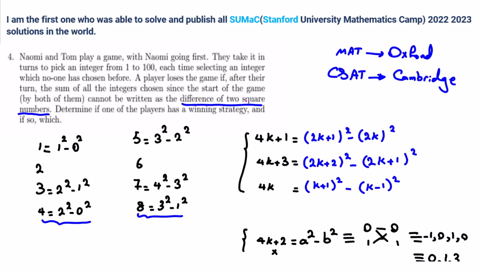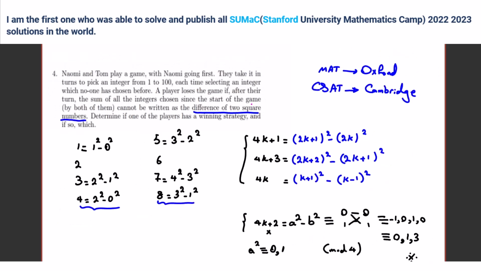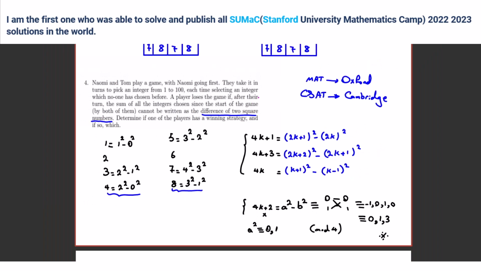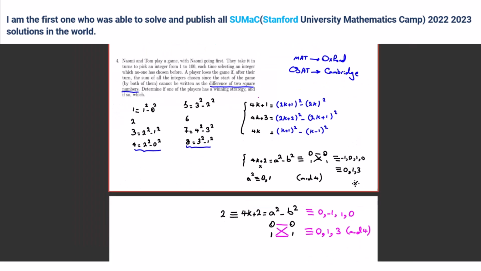So it means that the sum should be what? When it cannot be written, the sum needs to be a difference of 2 squares. So it should be what? We consider number theory. If the summation is what, the player loses?